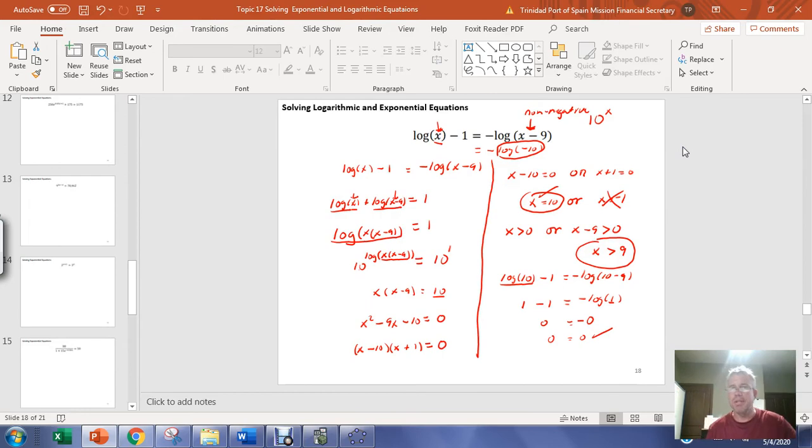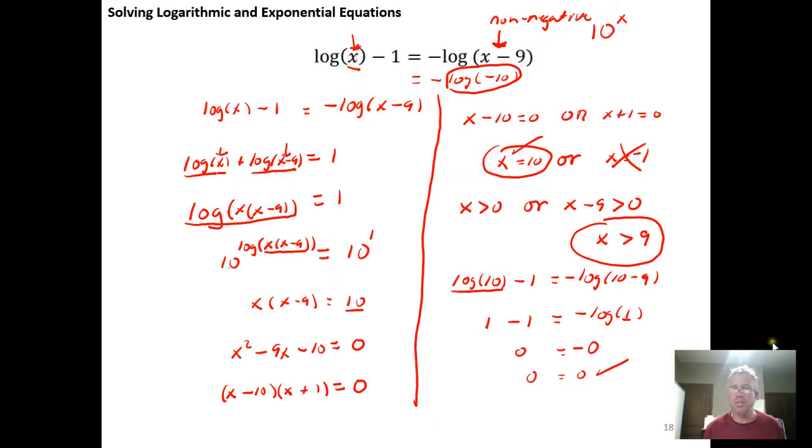But with logarithms, really it's just a matter of paying attention to the domain and seeing if you generate an answer that is outside the domain of the log function.